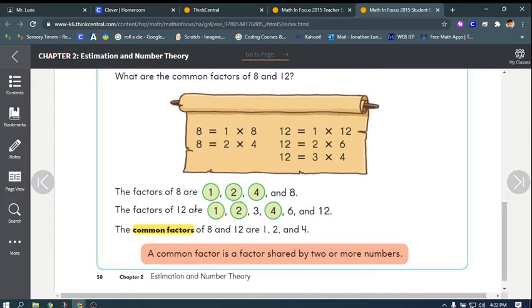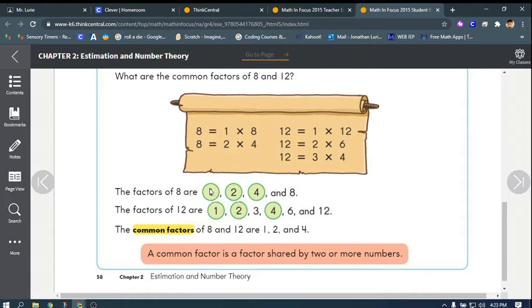And why are there green circles around some of the numbers? Think about it. That's exactly correct. They put green circles around the numbers that are in both lists, right? They are common factors. The common factors of 8 and 12 are 1, 2, and 4. So let's talk about that.